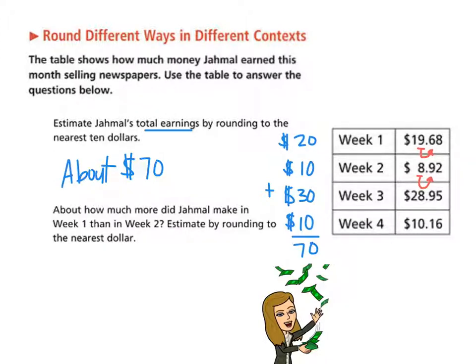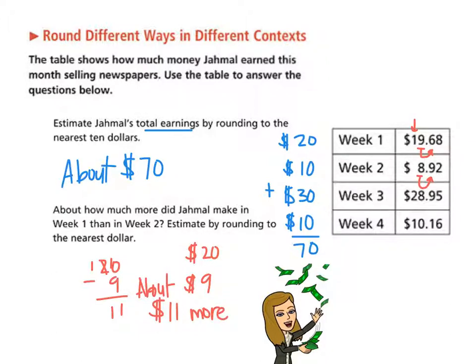So in week 1, the 6 would bump up the 9, which would bump up then the 1 as well. So they made about $20 again in week 1. We find the same thing. And then in week 2, the 9 would bump up the 8 to a 9. So in week 2, we made about $9. So now it's saying about how much more did he make in week 1 than week 2. So here's where we would subtract 20 minus 9, which as we know is $11. So he made about $11 more. And I would use that word about since we did estimate our numbers.